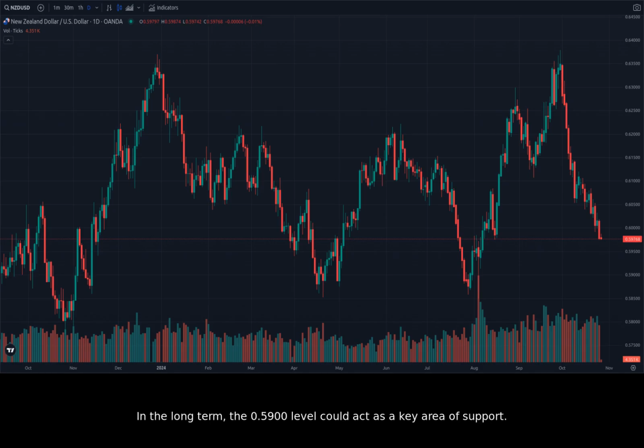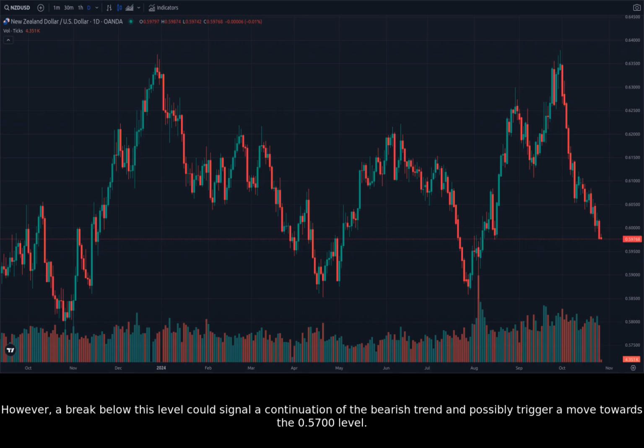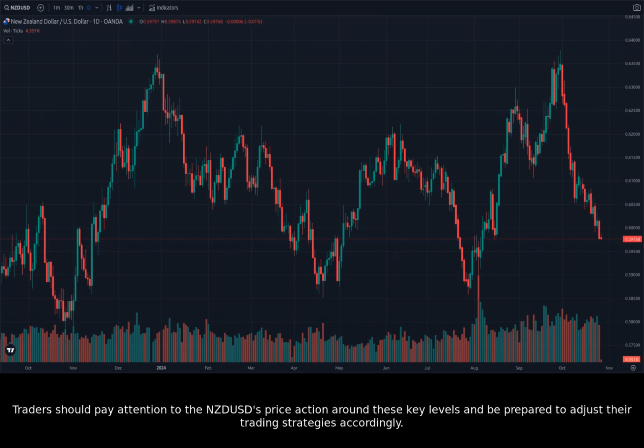In the long term, the 0.5900 level could act as a key area of support. However, a break below this level could signal a continuation of the bearish trend and possibly trigger a move towards the 0.5700 level. Traders should pay attention to the NZDUSD's price action around these key levels and be prepared to adjust their trading strategies accordingly.